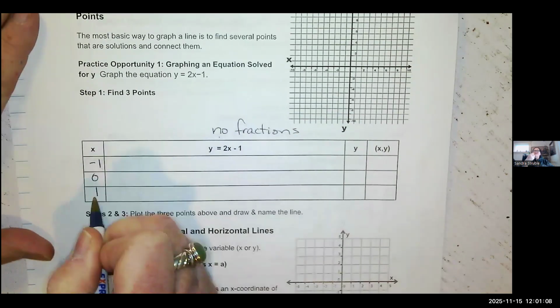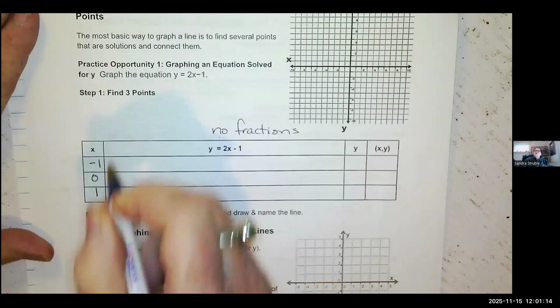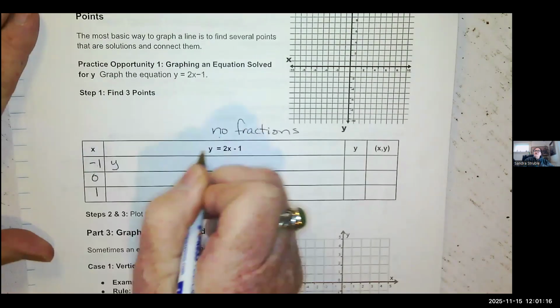Anything you want, you're going to get the same line as I will. Where your x value is, you're going to replace that with your x.